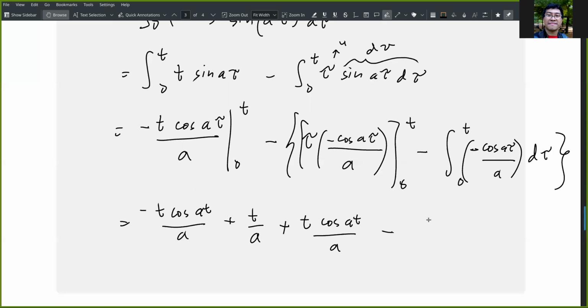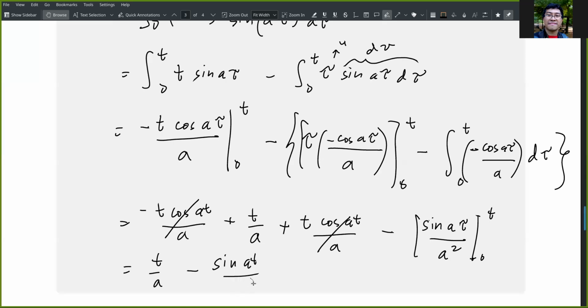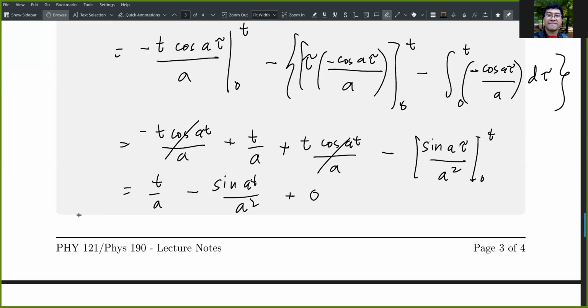Minus the integral of this, so negative because minus times minus is positive. There's a negative here. This becomes sine of a tau over a squared evaluated from 0 to t. These two here cancel. So you have t over a minus sine a t over a squared, minus which becomes plus 0. So our h(t), the inverse, is simply t over a minus sine a t over a squared.